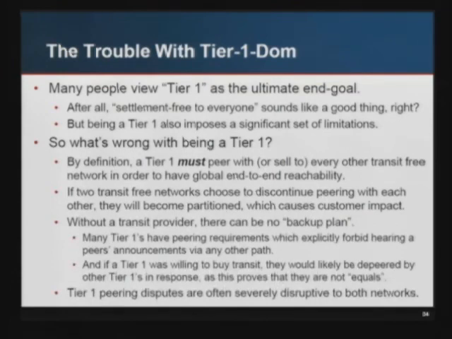By definition, a Tier 1 must peer with or sell to every other transit-free network in order to have global end-to-end reachability. So if there are two transit-free networks that were peering with each other that discontinue peering, those two networks become partitioned from each other. The internet no longer functions as the internet. You no longer have global end-to-end reachability. And your customers on both sides are impacted. And without a transit provider, there's no backup plan. There's nothing that you can do.